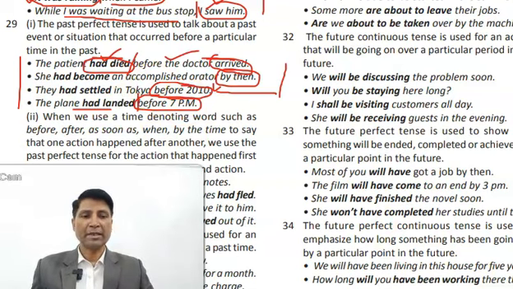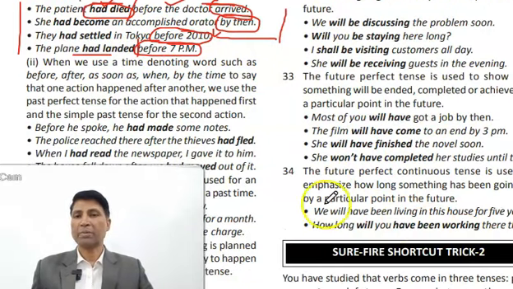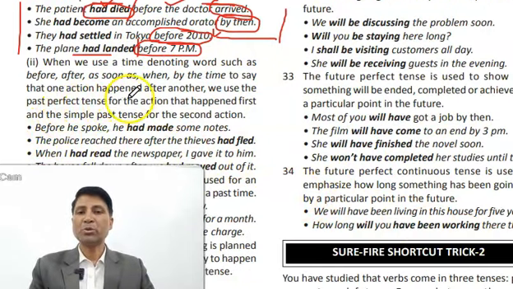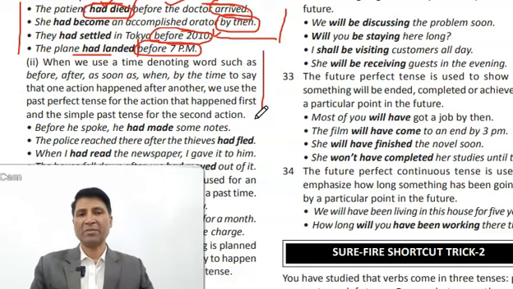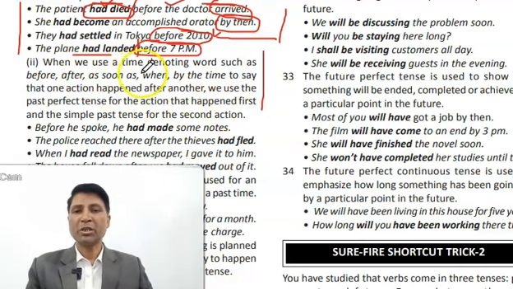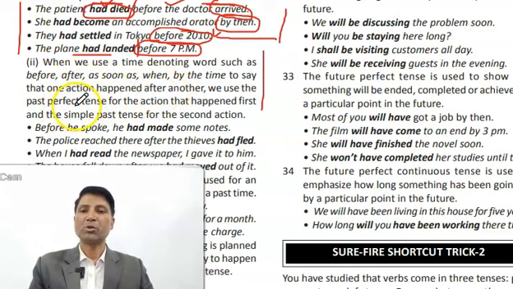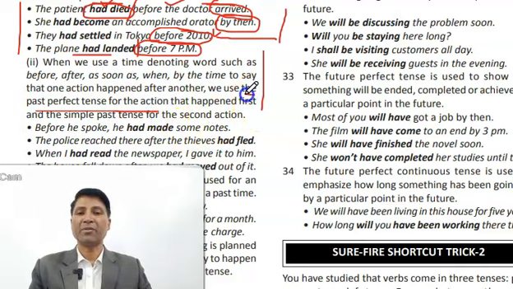Moving on to the second use of the past perfect tense. When we use a time denoting word, I have already told you that time denoting word is a very important aspect of the use of tenses. So when we use a time denoting word such as before, after, as soon as, when, by the time, to say that one action happened after another, we use a past perfect for the action that happened first and the simple past for the action that happened second.